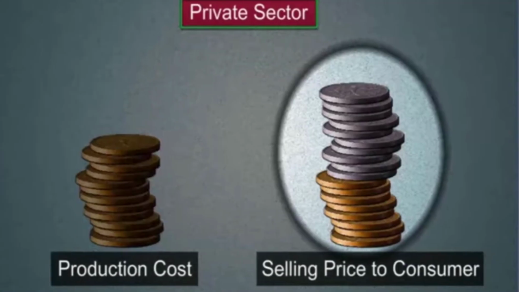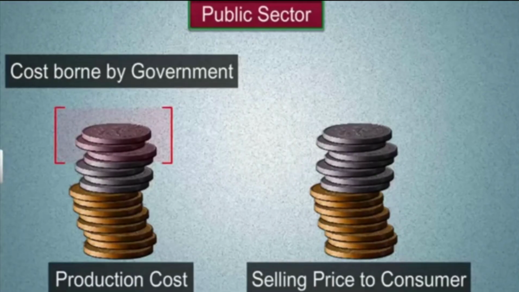Private sector companies sell their products at a price higher than the production cost to make profit and stay in business. However, the government bears part of the cost of the same commodities to make them available at a reduced price to the same section of society.